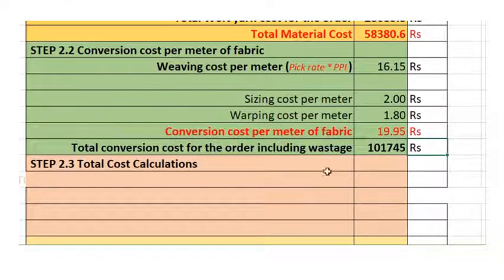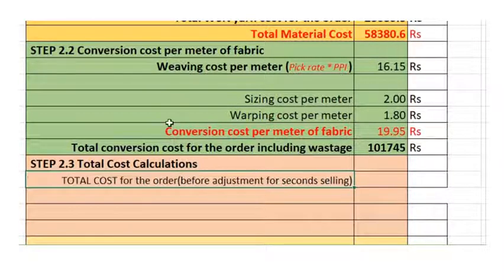Material cost and conversion cost for the order are found out. The material cost here is lower. Usually it will be higher, but here we use a very fine thin fabric. The material cost is lower and the conversion cost is higher. So let us go on to the total cost calculations, before which we need to know the revenue through waste selling.